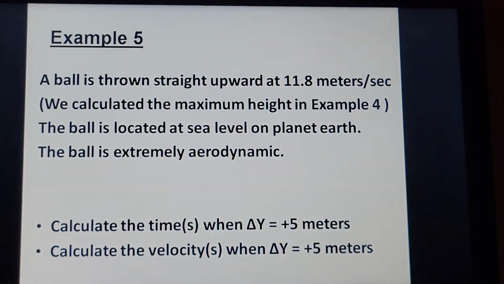Okay, example 5. Basically, it's the same problem. We're going to throw the ball straight upward at 11 meters per second. And in example 4, we determined that if you do that, the maximum height will be 7.1 meters. Again, we're at sea level on planet Earth. It's aerodynamic. Wind resistance is 0.